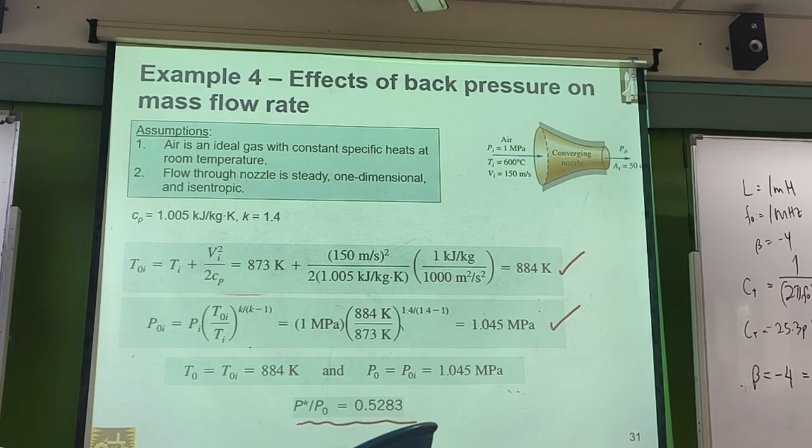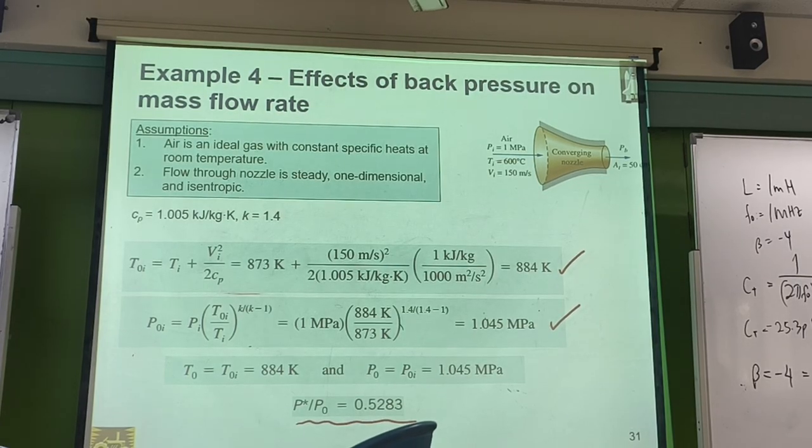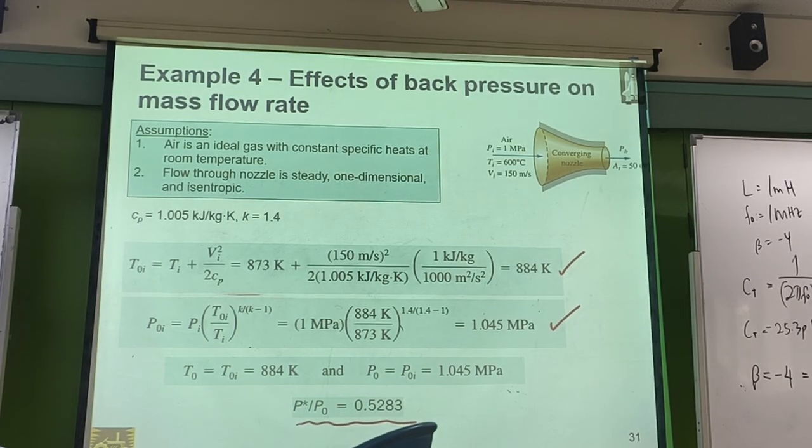So you either find the pressure ratio compared to the critical ratio, or you sub the stagnation pressure in to see what is the critical pressure, and to see whether this pressure is lower than the back pressure or higher than the back pressure. Okay, so I go to the next page.